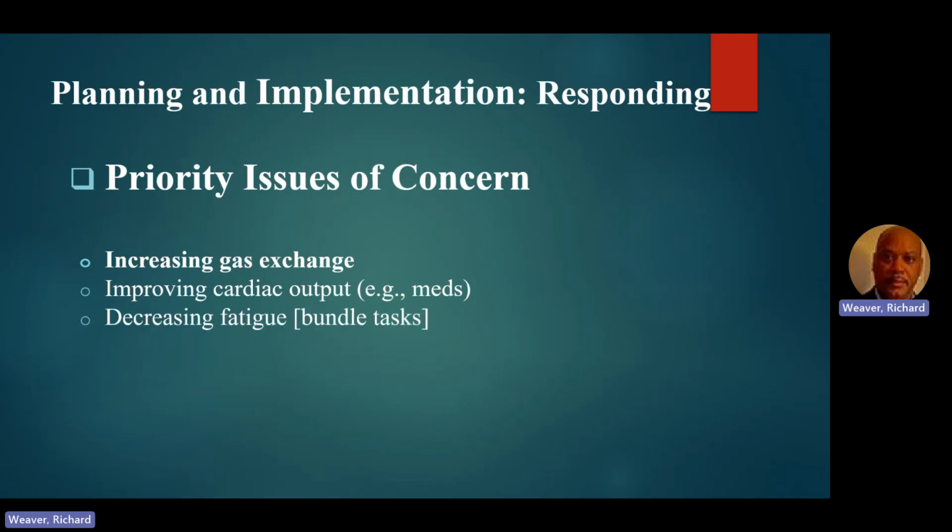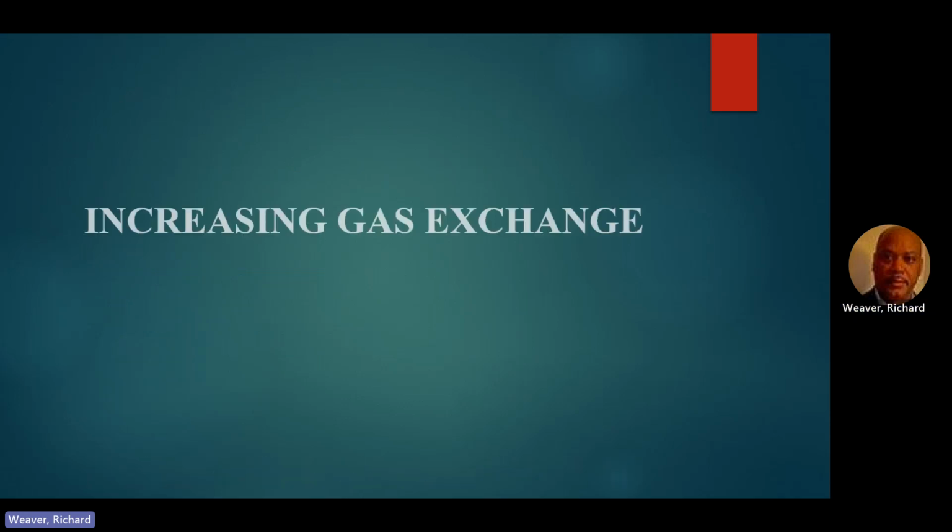There's decreasing fatigue. And so with this, of course, we want to bundle our tasks and not be in and out of the room, because these patients do need to rest as much as possible. There's also preventing pulmonary edema. And of course, if we can optimize our hemodynamics and improve our blood flow, we can reduce pulmonary edema.